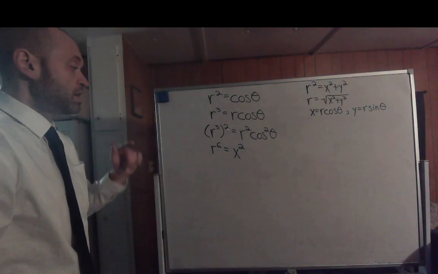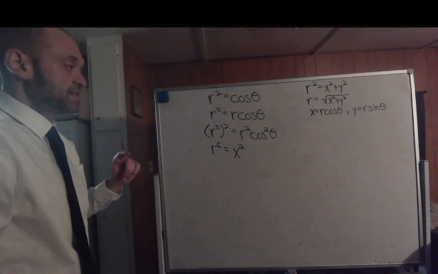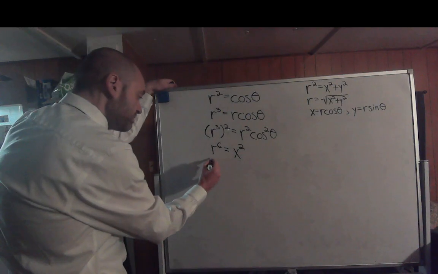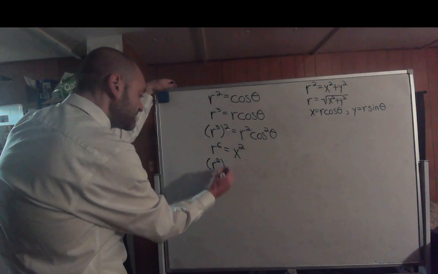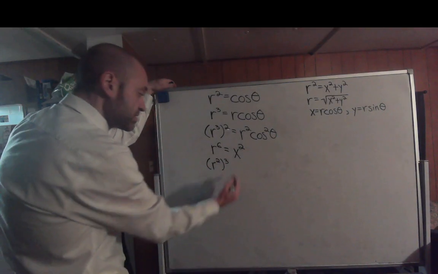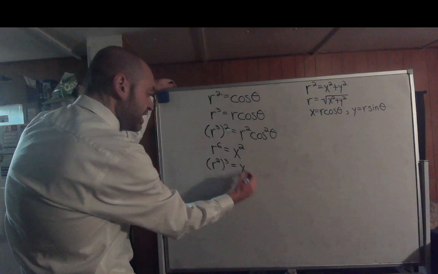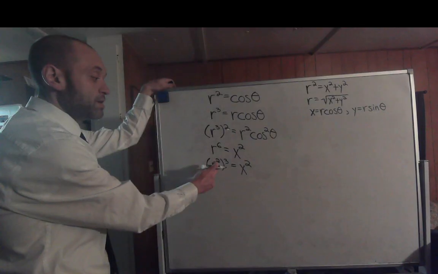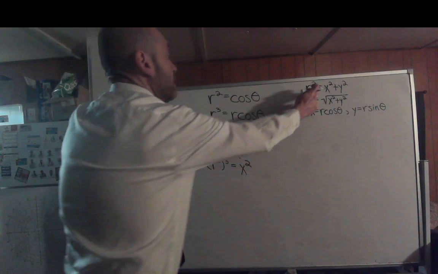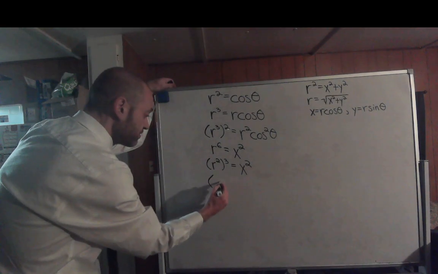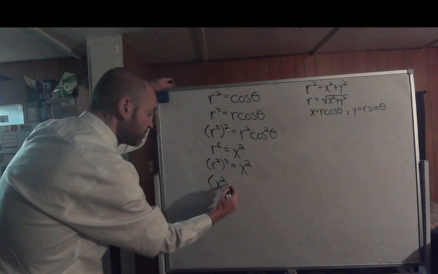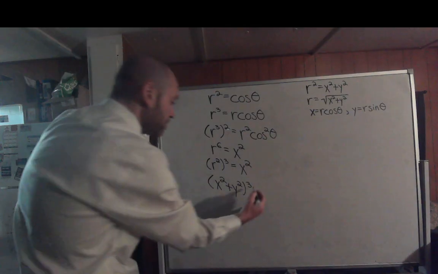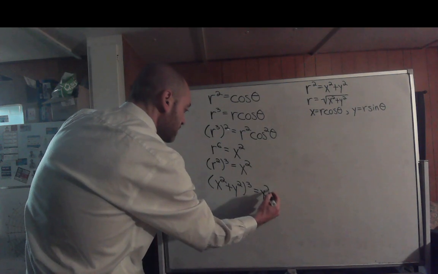Now, what's this business of r to the sixth? Isn't that also the same thing as r squared raised to the third power? Wouldn't that give you r to the sixth? You could say that equals x squared. Well, what's r squared? That's going to be x squared plus y squared. So actually your final answer in rectangular form would be the quantity of x squared plus y squared raised to the third power would equal x squared.